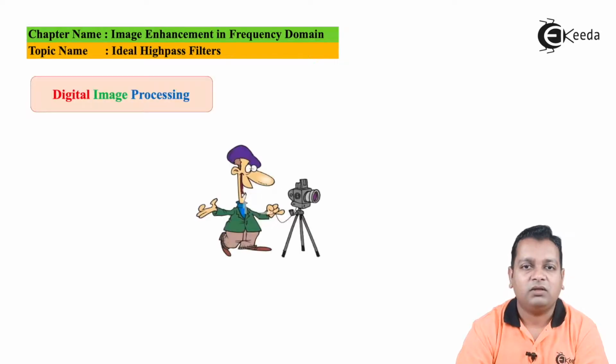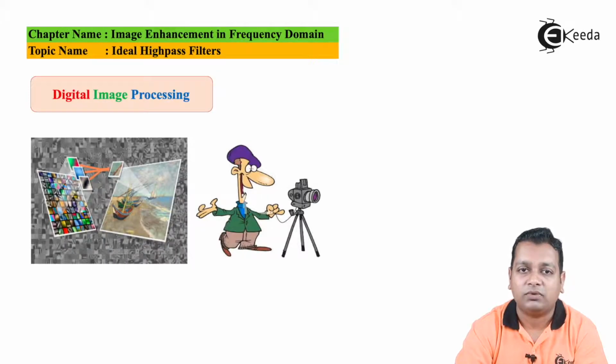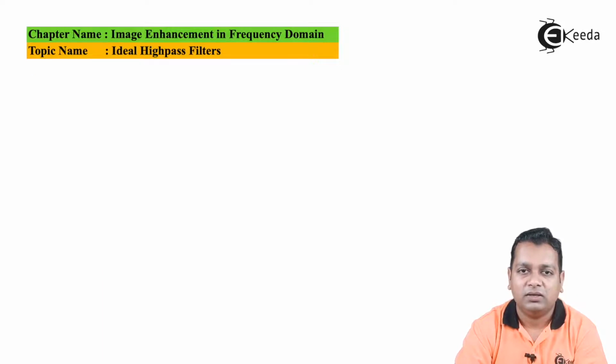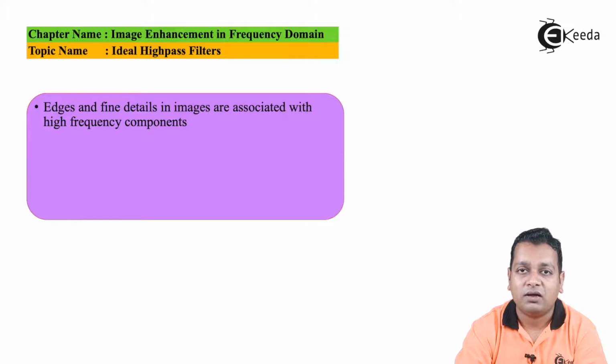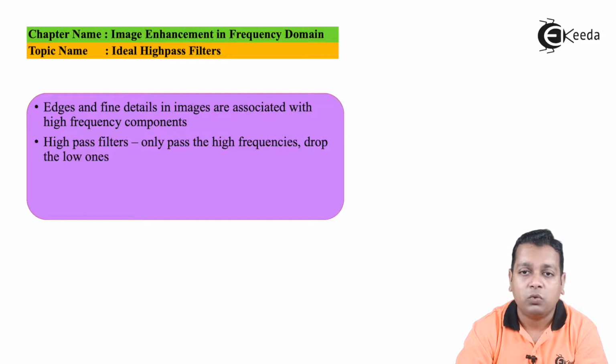So here we begin with the topic ideal high pass filters from the chapter image enhancement in frequency domain. This is also important as far as image processing practice is concerned. To talk about what exactly the high pass components are that we are passing with the help of such filters, we can say that the edges and the fine details in images are actually associated with the high frequency components. So the filters that pass only the high frequencies and drop the low frequency components, we can name high pass filters.